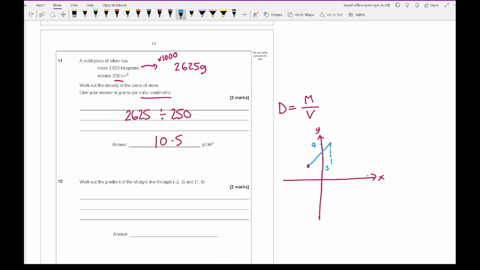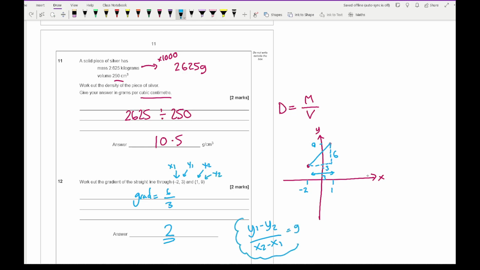Now from this, if I know that this point here is at 9 and this point here is at 3, it means that the height of this triangle is going to be 6. And if this point here is -2 and this point here is 1, it means that the base of that triangle is going to be 3. So I'm working out the gradient, well, that's just going to be 6 over 3, which gives me an answer of 2. Alternatively, you can use the formula of y2 minus y1 over x2 minus x1, where this is your x1, this is your y1, this is your x2, and this is your y2, and this formula will also give you the gradient between 2 points.